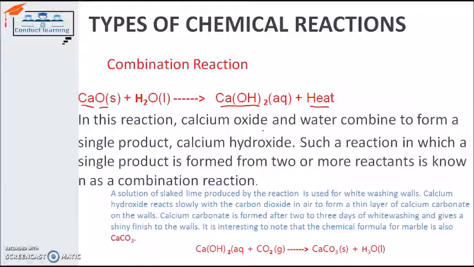Whitewashing: after 2 to 3 days, the calcium hydroxide reacts with the carbon dioxide present in the air and forms a different product known as calcium carbonate, which gives the shining surface to the wall. This paragraph is added in this slide to make it clear what the actual use of calcium hydroxide is in real life.